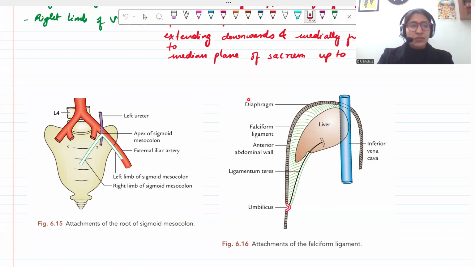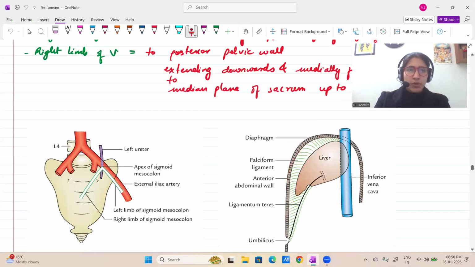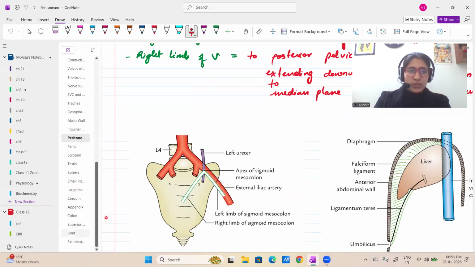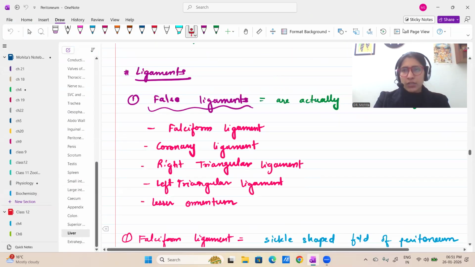So that's the main thing you need to remember. So it is attaching superior and anterior surface of liver to the diaphragm and anterior body wall up to the level of umbilicus. It is a sickle shaped ligament. So ये दोनों ligament बहुत importantly मैंने दिखाने थे पेरिटोनियम से. So we are done with that. Now let us move forward in this chapter.